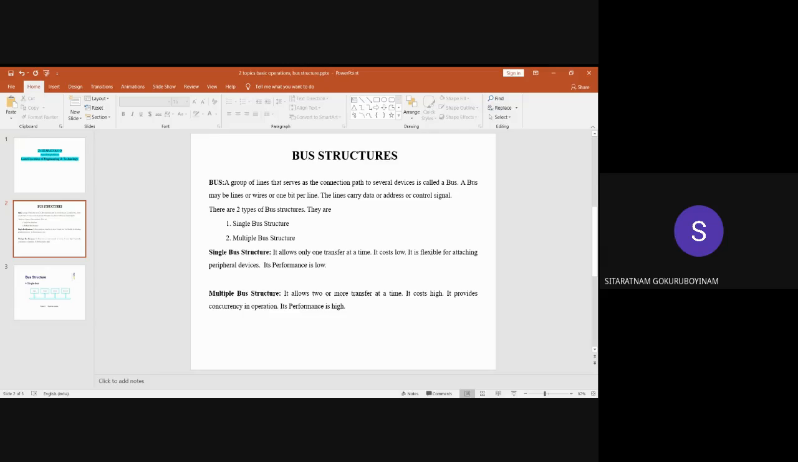So, what is a bus? A group of lines that serves as a connecting path for several devices is called a bus. The bus has many lines or wires. By using these lines, we transfer one bit at a time per line. Through these lines, we carry data, information, addresses, or control signals.